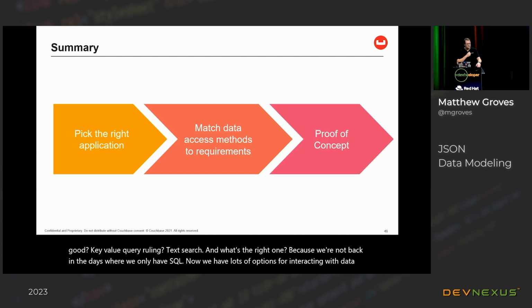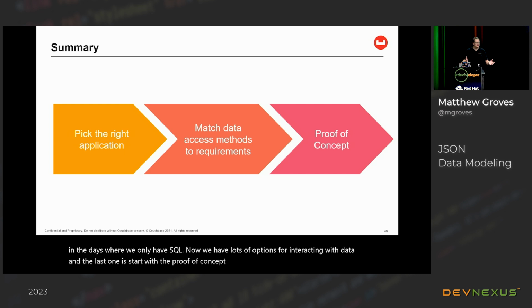And the last one is start with a proof of concept. Maybe a small demo app, or maybe just a small internal app to give it a first try, a first pass, and see what you've learned from that at your organization. And then apply that to a bigger project, and then keep going on that route.